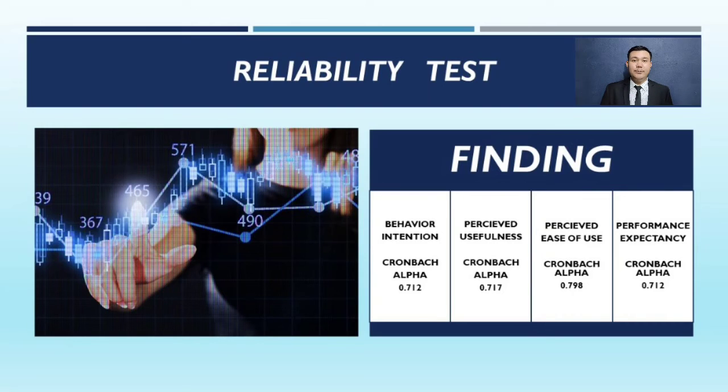In the reliability test, behavior intention has 0.712 Cronbach's alpha. Perceived usefulness has 0.717 Cronbach's alpha. Perceived ease of use has 0.798 Cronbach's alpha, and performance expectancy has 0.712 Cronbach's alpha. Based on Hair 2070, he said the cutoff value in the range between 0.6 to 0.9 is acceptable. So all my variables are in the range 0.712 to 0.798, and all are accepted and we can use them for my research.